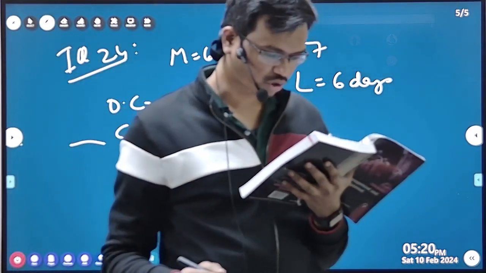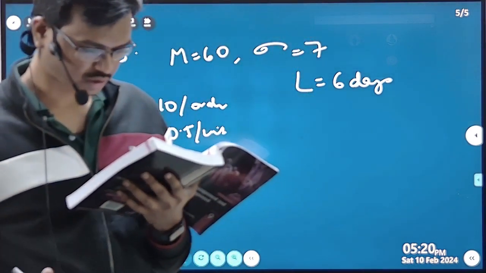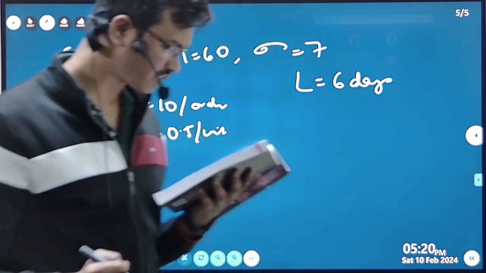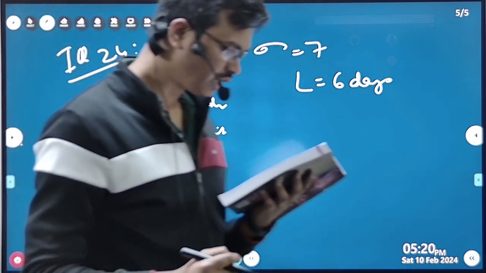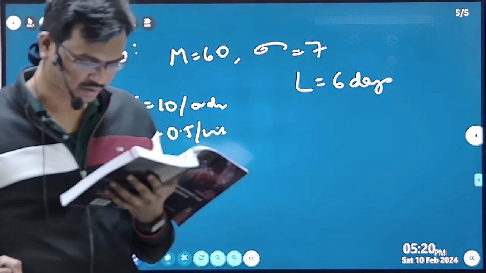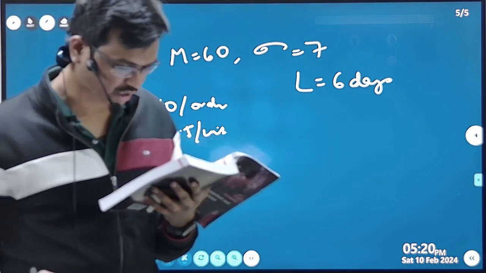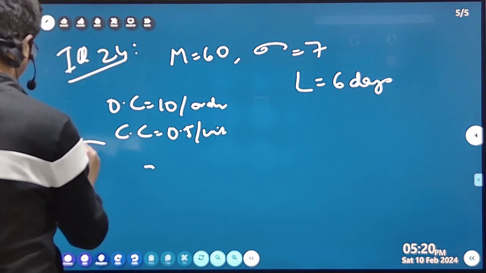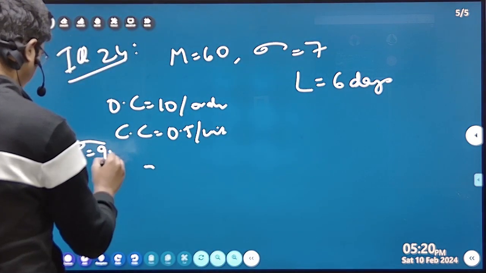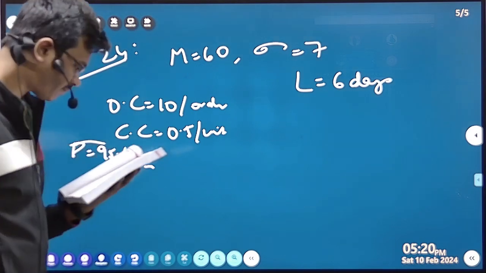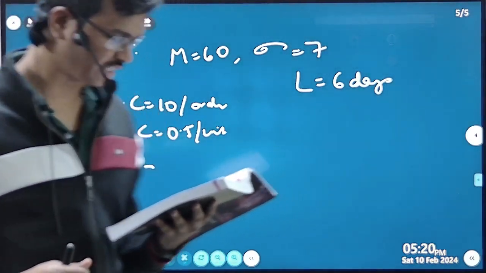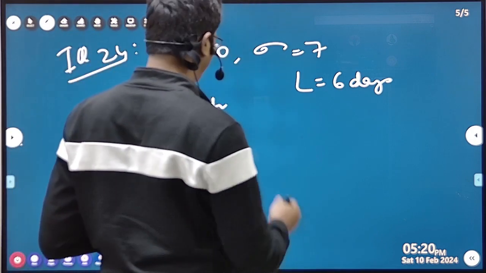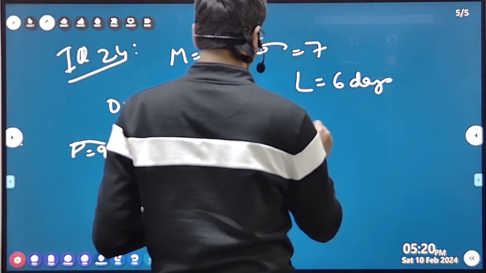There are no stock outs and unfulfilled orders are filled as soon as the order arrives. Assume sales occur over 365 days. Find the order quantity and reorder point to satisfy 95% probability of not stocking out during lead time. It's the same problem, but here he has asked us to find the order quantity, so we are supposed to find EOQ also.